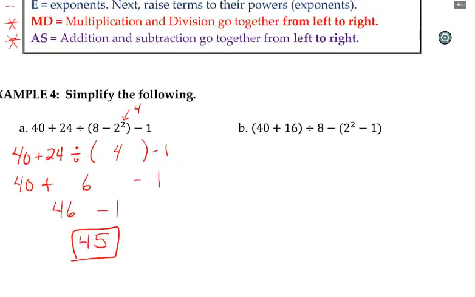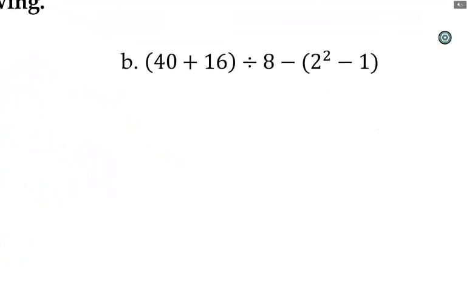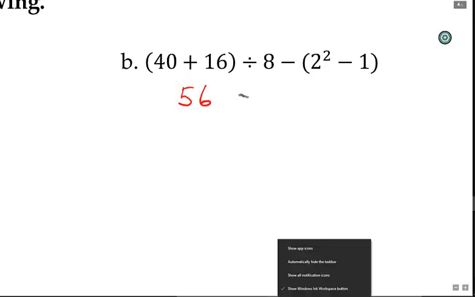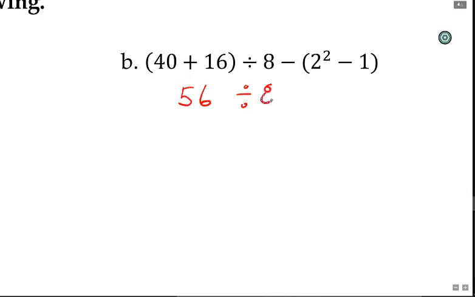On letter B, we have 40 plus 16 divided by 8 minus 2 squared minus 1. But the 2 squared minus 1 is in parentheses, as is the 40 plus 16. So I'm going to get that down to one number, being 56, not touching anything on the outsides. 2 squared once again is 4, and 4 minus 1 is 3.